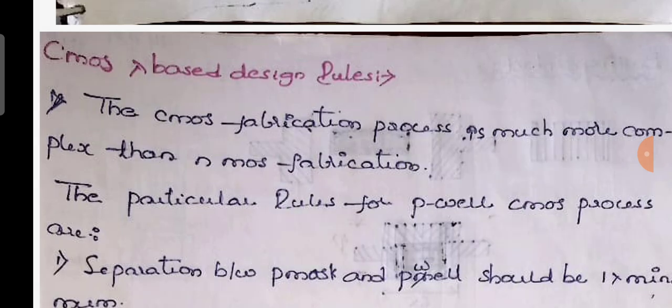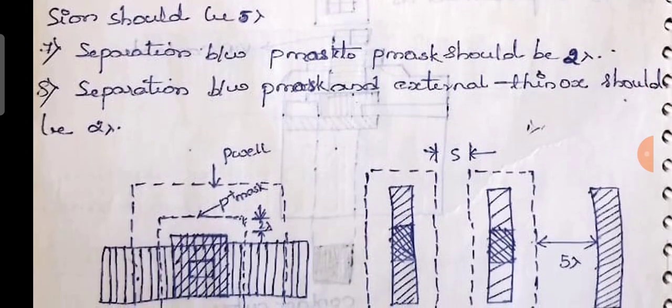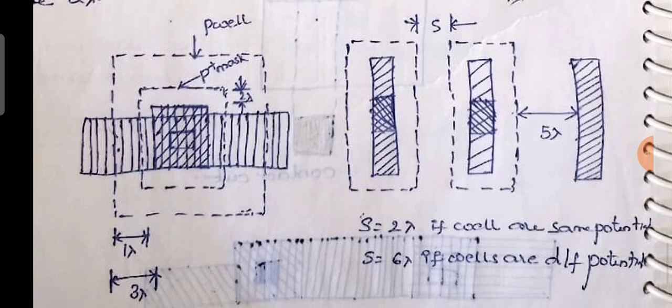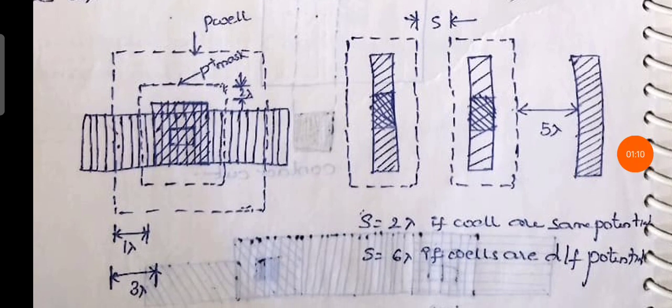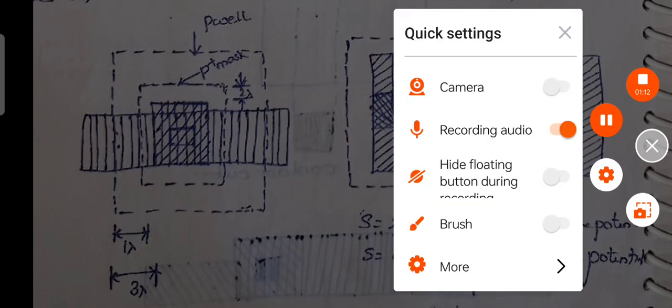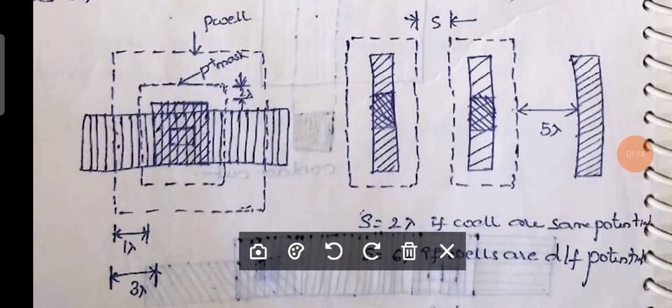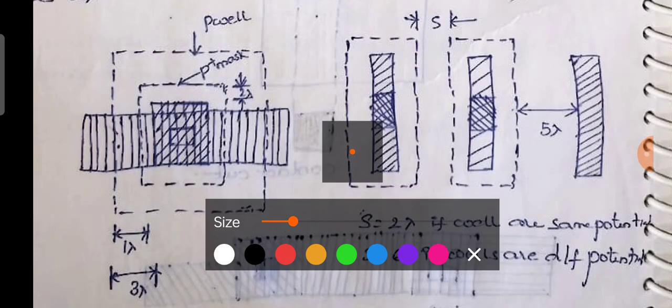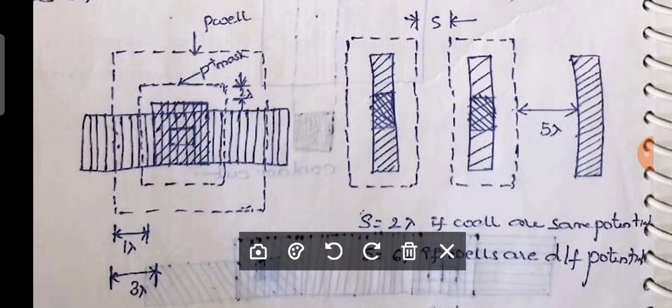Okay, now you may observe this figure. This one you may observe very clearly. In this figure, you have a P mask and a P well. Is it clear? This is a P well, this is a P mask, and what they are talking about, you can observe very clearly.